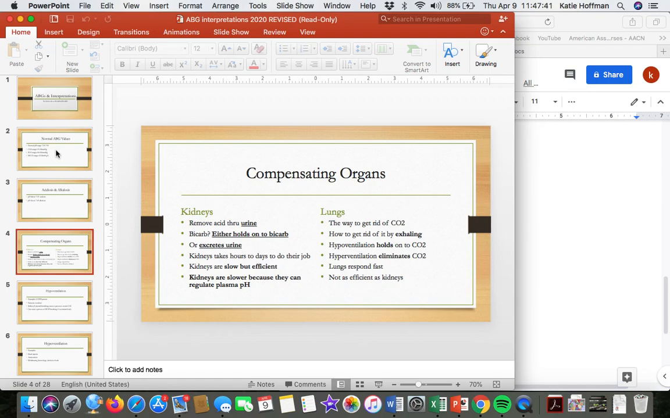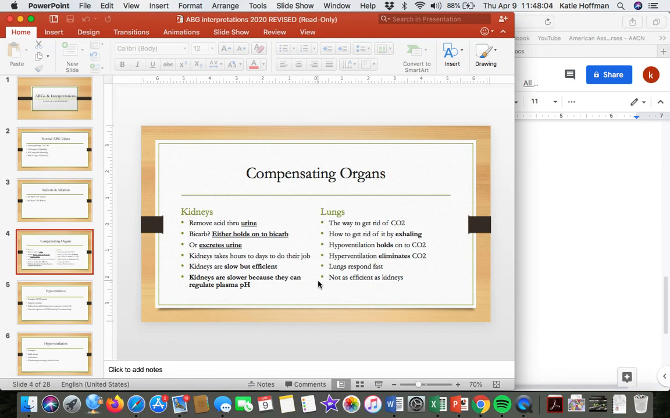Okay, so our lungs and our kidneys are going to work in conjunction to keep our pH at a normal level. Our kidneys are going to help buffer our blood if it becomes acidotic. They're going to secrete bicarb into our blood to help with that. It's excreted through our urine. The kidneys are slow but effective.